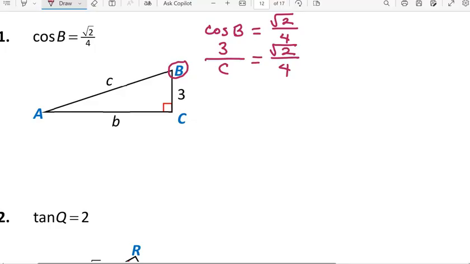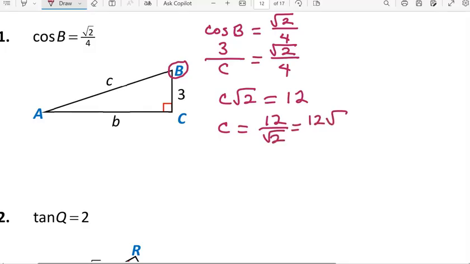If we want to solve this proportion, we can cross multiply. So c times the square root of 2 is equal to 3 times 4, which is 12. Dividing by the square root of 2, and then simplifying by rationalizing the denominator, that gives us a c value of 6 times the square root of 2.